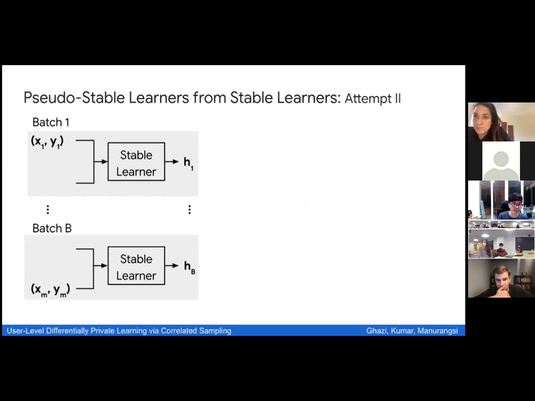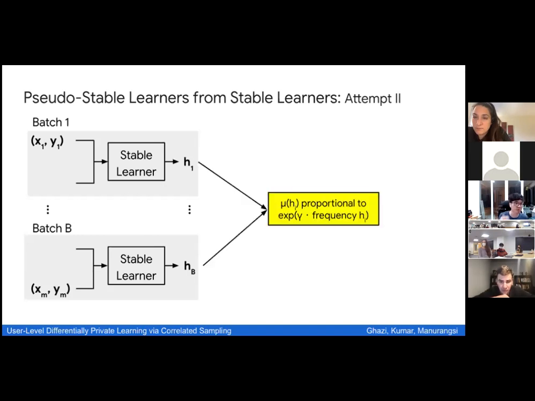So how do we fix this? We fix this by doing some sort of weighting, so that a hypothesis that appears many times gets a lot of weight, and we just do exponential weighting. Basically, we set the probability mass of HI to be proportional to the exponential of some parameter gamma times the frequency of HI, the number of times that HI appears across these batches. And then again, just to recall, this mu is then used in correlated sampling to get the final output H.